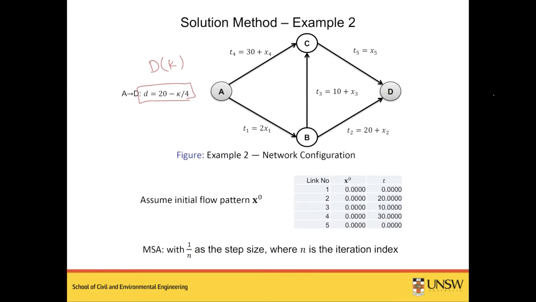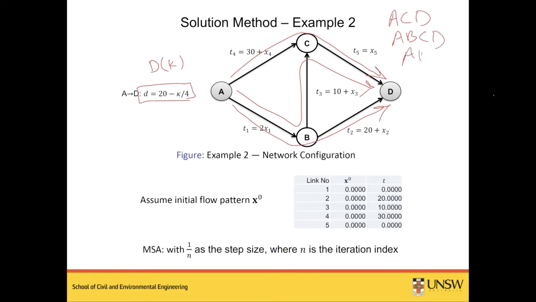And because there is only one OD, I don't really need to have KRS because it's only one OD. And let's actually apply MSA here. How many paths do we have from A to D? I have this path, I have this path, and I also have this path. So I have three paths going from A to D. The top one is ACD, the middle one is ABCD, and the bottom one is ABD, right?